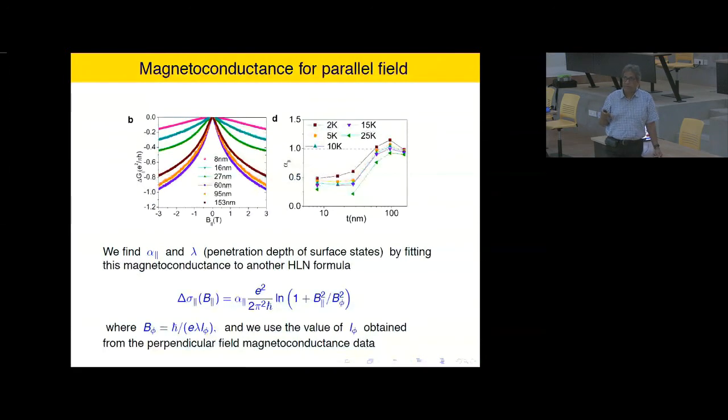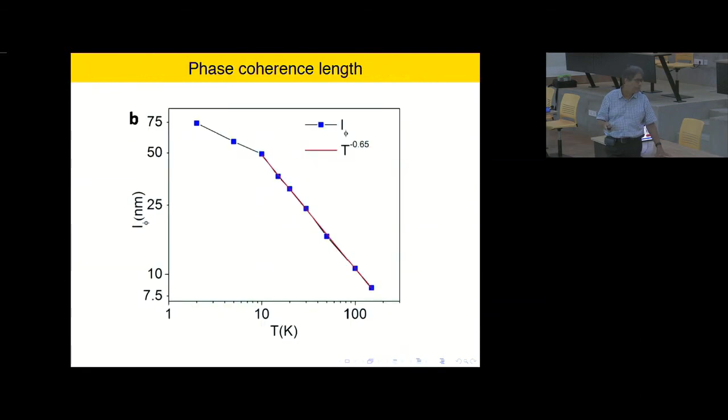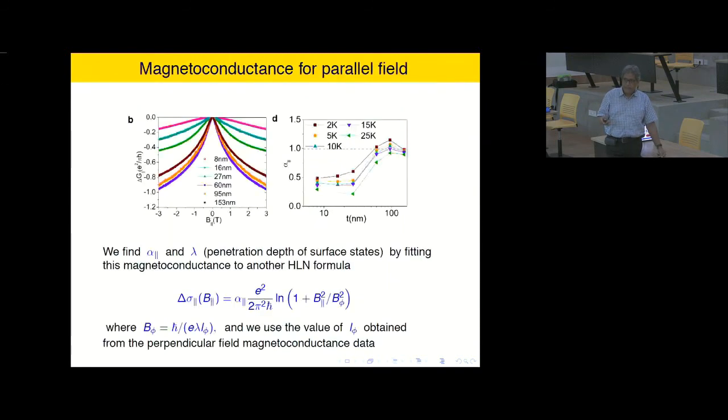Okay, then you look at the magnetoconductance data for parallel field configuration, and this time you fit this to a different variant of the HLN formula, which is of this form. So here, the 2 things which appear are, as a function of temperature, it decreases with increasing temperature as you expect. So here the fitting gives you another parameter, which is alpha parallel, which again goes from 0.5 at low thicknesses to 1 at high thicknesses.